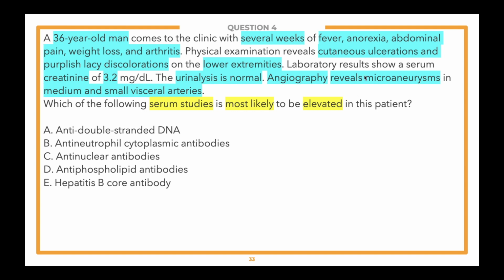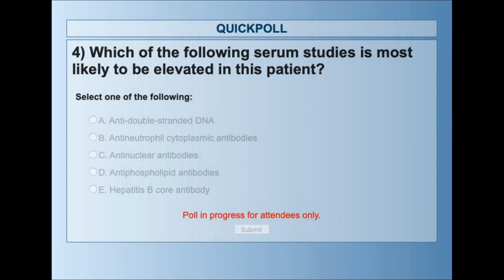Answer choice E, hepatitis B core antibody. D, antiphospholipid antibodies. C, anti-nuclear antibodies. B, anti-neutrophil cytoplasmic antibodies. And A, anti-double-stranded DNA. So we're going to go ahead and open up that poll. Go ahead and select the answer choice you think is the best answer here, and we'll talk about it in just a few seconds.